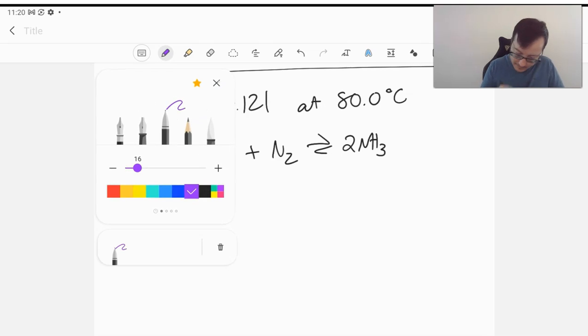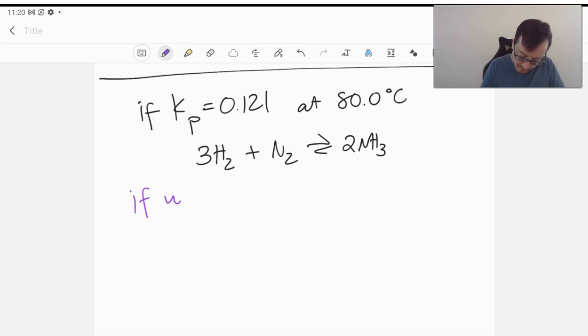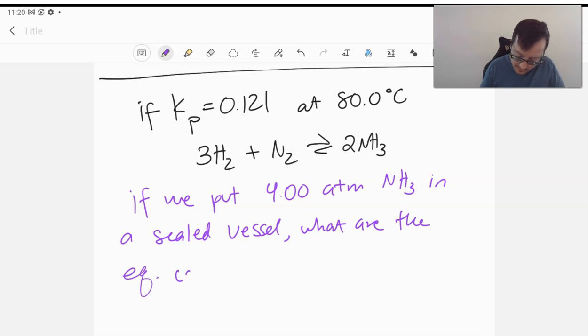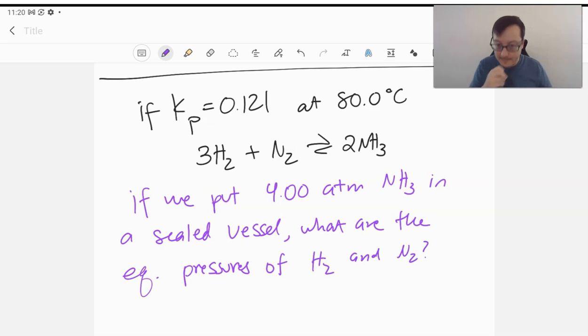So we can say if we put 4 atmospheres of NH3 in a sealed vessel, what are the equilibrium concentrations, pressures rather, of hydrogen and nitrogen? We can do this. Now that we know our constant, we can go ahead and solve for it mathematically.